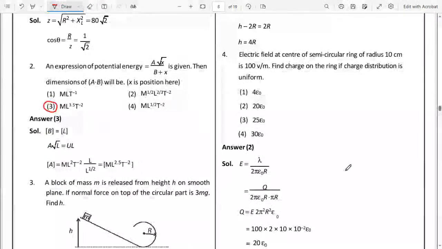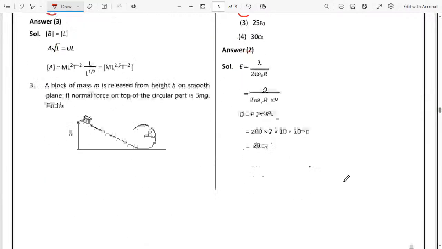Next, question number 4. Electric field at center of semicircular ring of radius 10 centimeters is 100 V by M. Find charge on the ring if charge distribution is uniform. Option 2 is correct option, students.